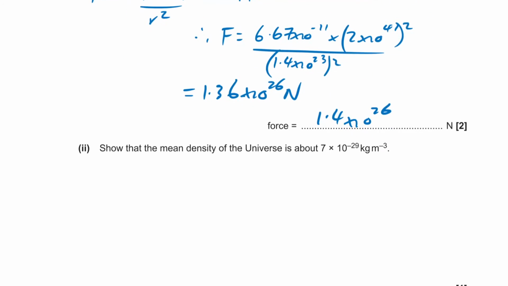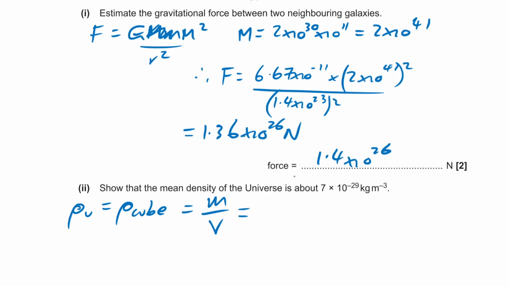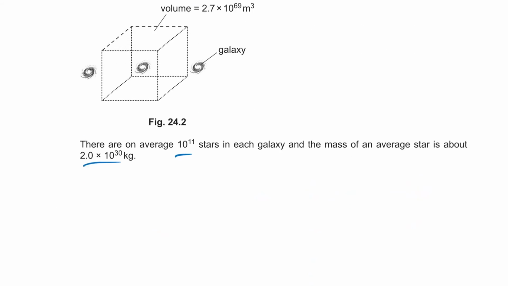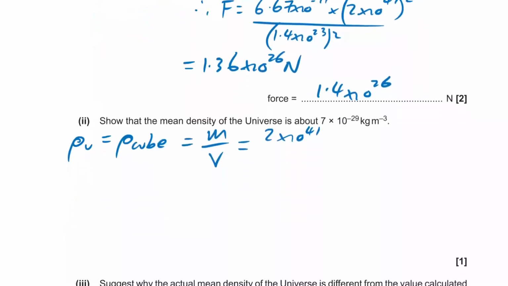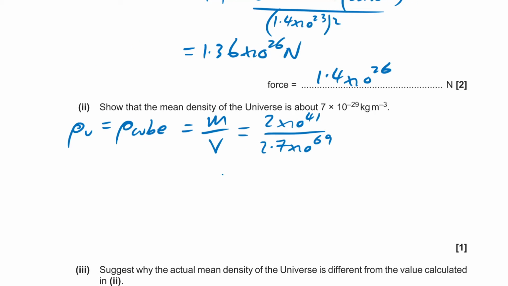So the mean density of the universe is about that. So density of the universe is going to be the same as the density of the cube. Therefore, that's mass divided by volume. So that's going to be our mass that we just figured out, 2 times 10 to the 41 kilograms, divided by the size of the box. There's our volume there, 2.7 times 10 to the 69. And it gives us a very small density of 7.4 times 10 to the minus 29 kilograms per meter cubed.